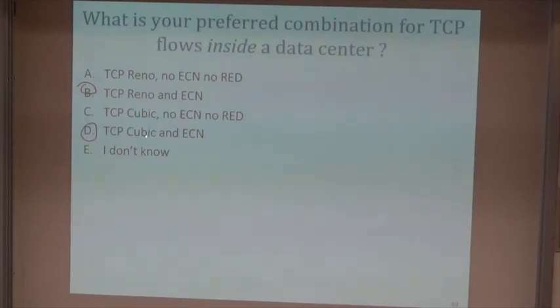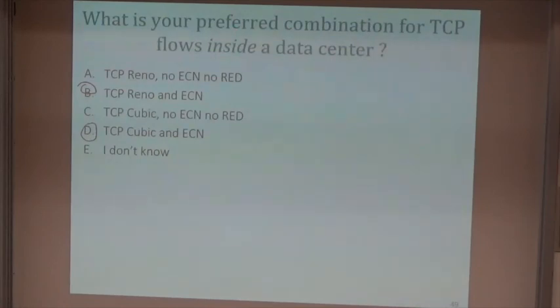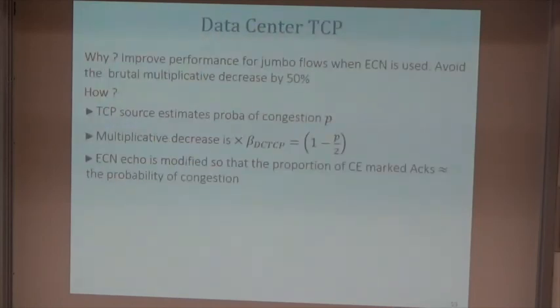Now, should you do Reno or Cubic? Well, you probably do Cubic because this is what the Linux servers have. But if you do Reno, there would probably not be much difference because even for jumbo flows, the latencies are so small that it will not go into the Cubic mode. So the correct answer is probably this.